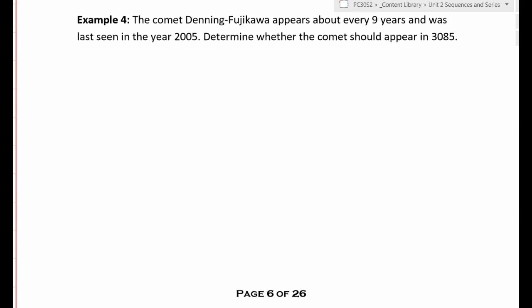Now we can run into word problems when we do this type of question. The comet Denning-Fujikawa appears about every 9 years and was last seen in the year 2005. So term 1 is technically 2005. That's when it happened. What is 9? Well, 9 is the reoccurring piece that keeps showing up again and again and again. So that's actually my D value. My common difference is positive 9.